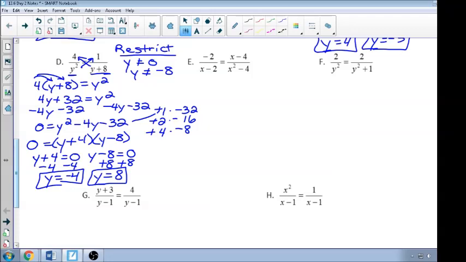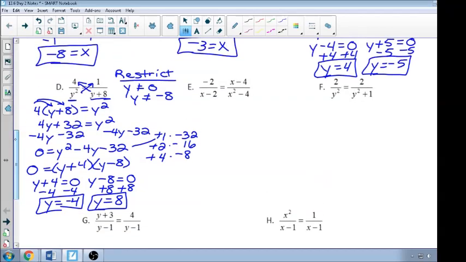What I'm going to do in E is again cross multiply, but before I do that, I have to figure out my restrictions. Well, one of my restrictions is going to be x cannot equal 2, coming from the x minus 2. So x cannot equal positive 2. The other restriction comes from x squared minus 4. I want to set that not equal to 0. Add the 4 to both sides. x squared cannot equal 4. Square root it. So x cannot equal positive or negative 2.